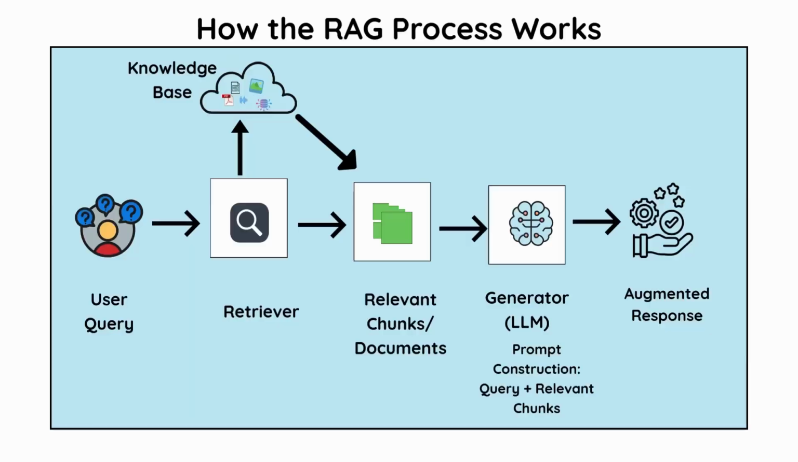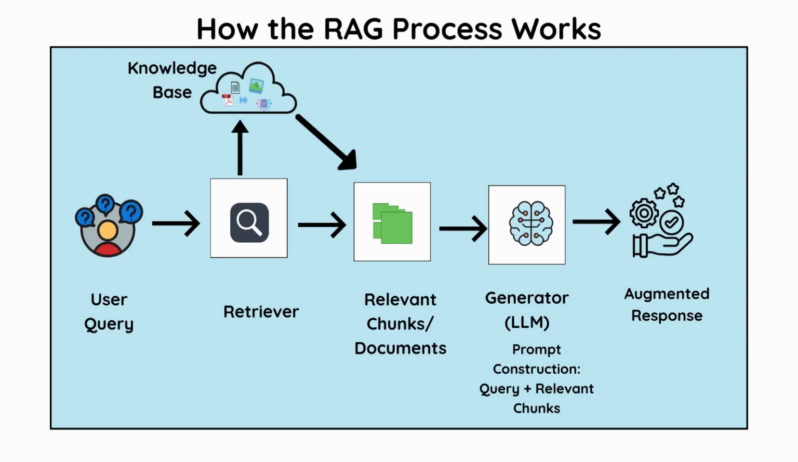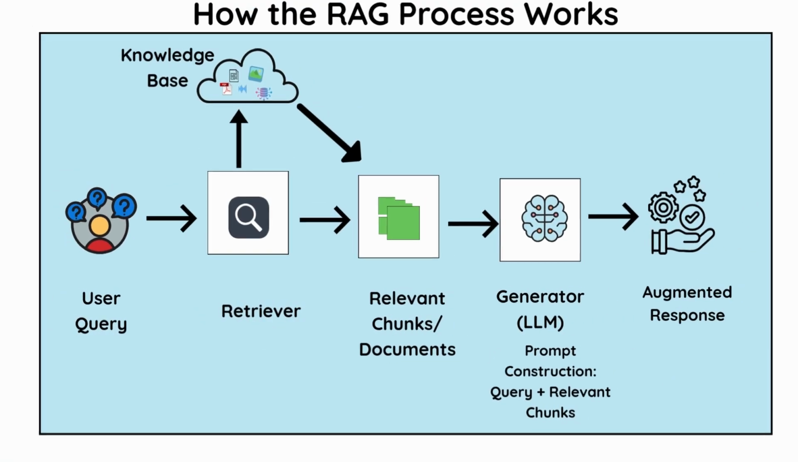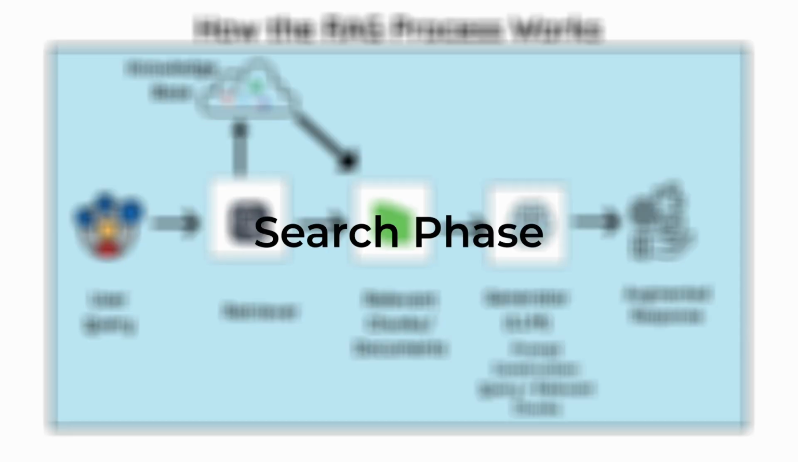Next, let's look at how the RAG process works. It all starts when you ask a question. For example, what were our company's sales in Q4? Instead of answering immediately, the system sends your query to a retriever. The retriever searches a knowledge base, which could contain your PDFs, databases, or cloud documents. It finds the most relevant chunks of text that contain the answer. We call this the search phase.